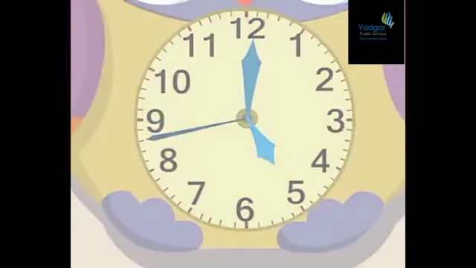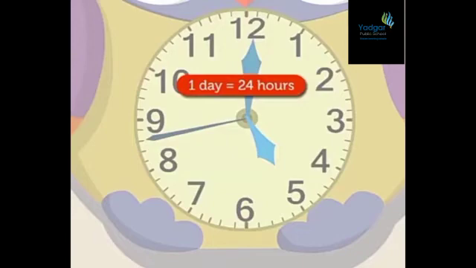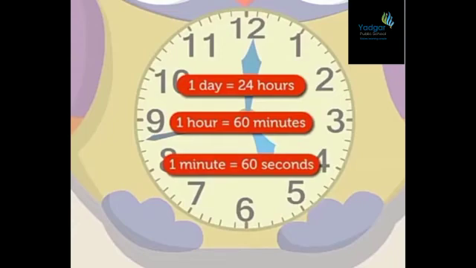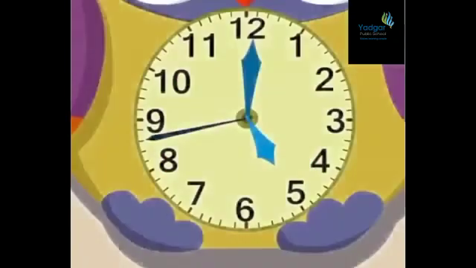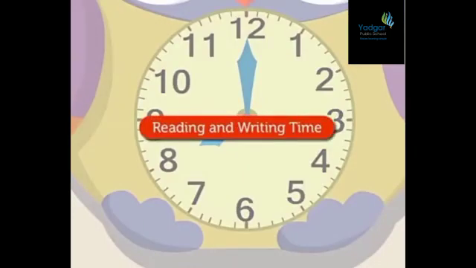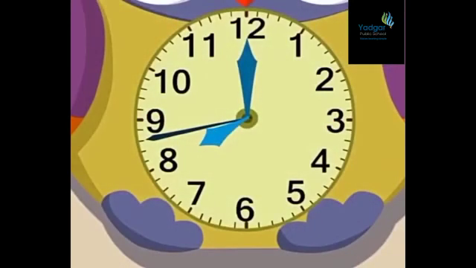Kids, remember, 1 day is equal to 24 hours. 1 hour is equal to 60 minutes. And 1 minute is equal to 60 seconds. Come, now let's revise how to read and write the time. Look at the time in the clock. The hour hand is on 8 and the minute hand is on 12. We read it as 8 o'clock.